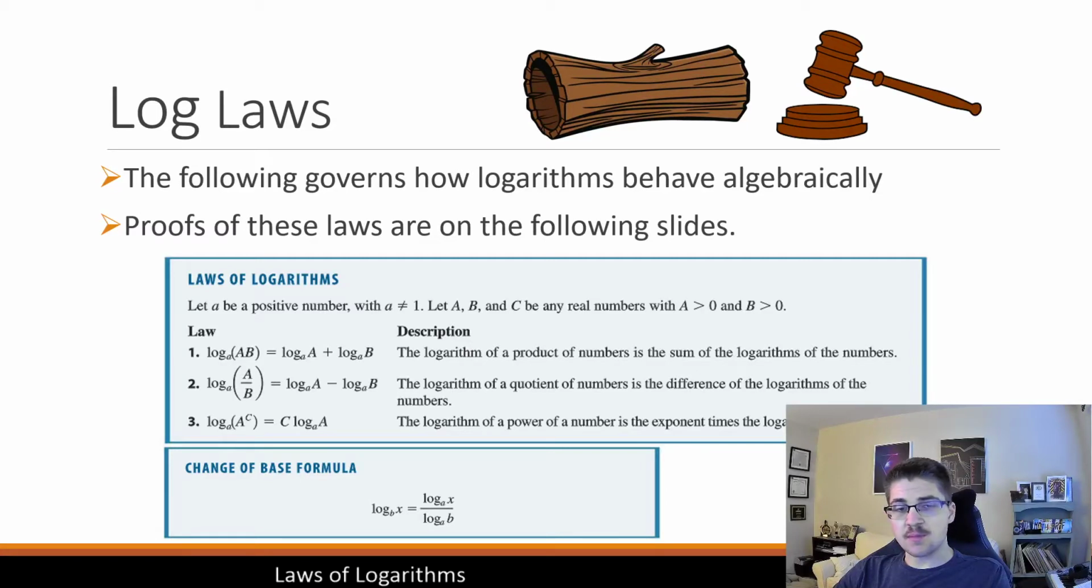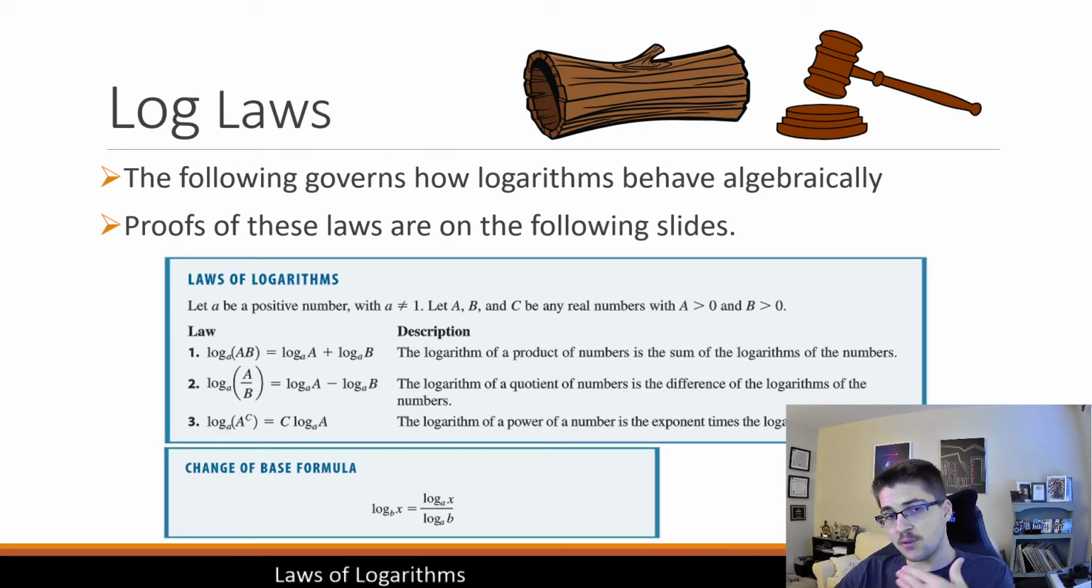The laws of logarithms are algebraic rules in which the logarithms behave. They tell us how, say we had a sum of two different logarithms, or the difference, or a product of a logarithm with a constant number, how we could simplify those sorts of expressions. And these are really very similar to the laws of exponents.